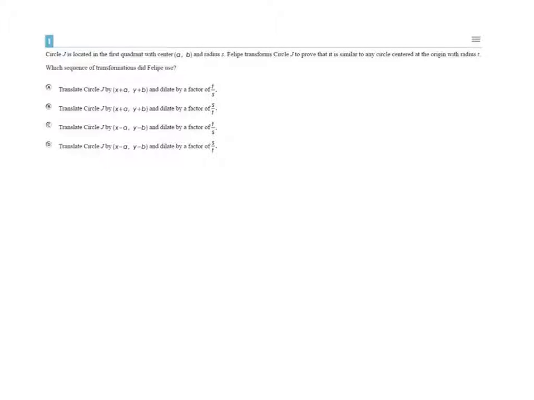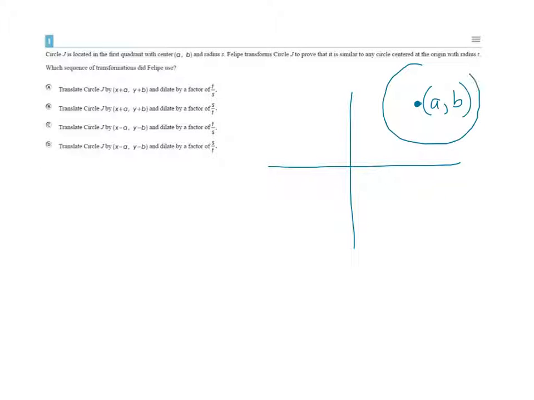So question 1 said circle J is located in the first quadrant with center (a, b). So if we draw a coordinate plane, somewhere in the first quadrant, I have a center (a, b). And around that center we have a circle. Let's say the circle looks something like this, and that has a radius r. Radius from this center to the edge is r units.